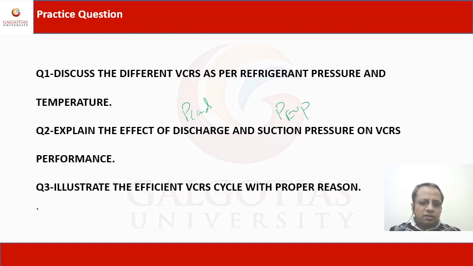And then illustrate the efficient VCRS cycle with the proper reason. Here, just as we have seen in the previous slide, the combined subcooling and superheating VCRS system is the efficient VCRS system. Thank you for watching this session.